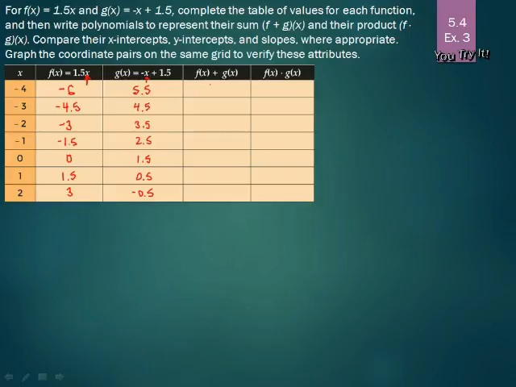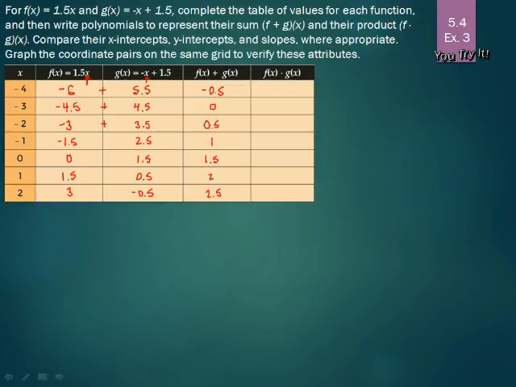So now for our sum, f of x plus g of x, we can just go ahead and add together through the row the first two columns. So negative 6 plus 5 and 5/10 gives us negative 5/10. Negative 4 and 5/10 plus 4 and 5/10 gives us 0, and so on. We can go ahead and add together each row.